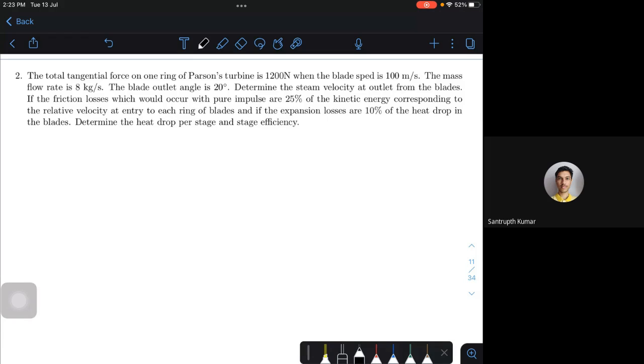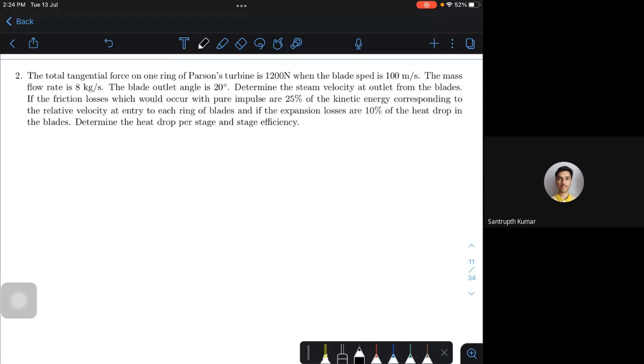10% of the heat drop means your blade efficiency is 1 minus 0.1, that is 0.9, that's the meaning of it. Calculate the heat drop per stage and the stage efficiency. To be very precise, stage efficiency here means the gross stage efficiency, that's what we are trying to calculate. Let's try to solve one by one.